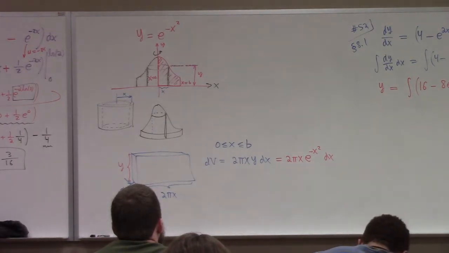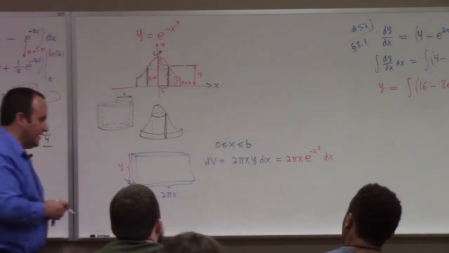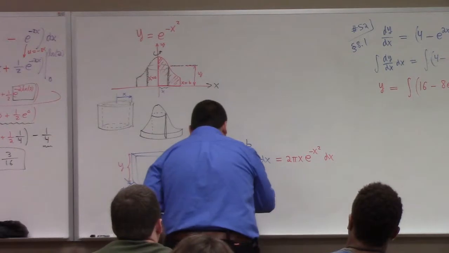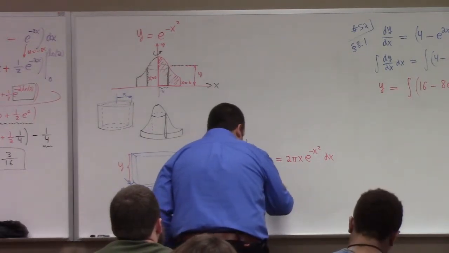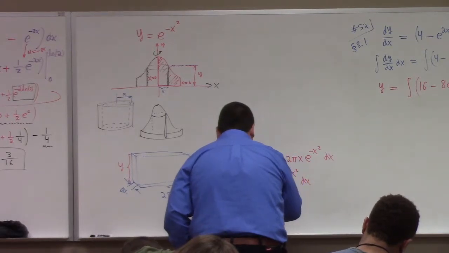And that's how you would do both part A and B. Just put in specific b. So the volume will be the integral 2 pi x e to the minus x squared dx from 0 out to b.